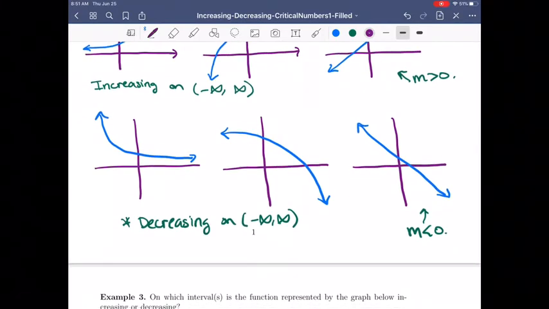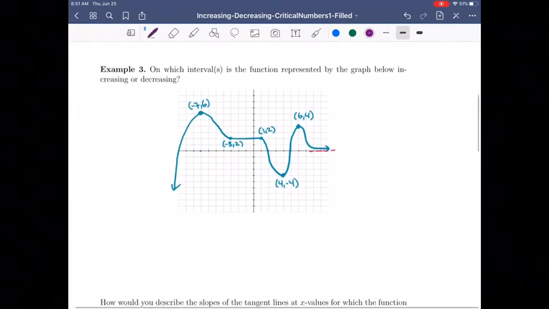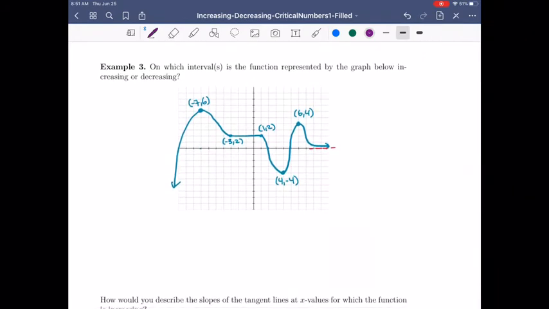So let's look at a graph. Okay, so I've drawn this graph for you. We want to determine on which intervals it is increasing or decreasing. What we're going to do, I usually just start from the left and think about moving right.